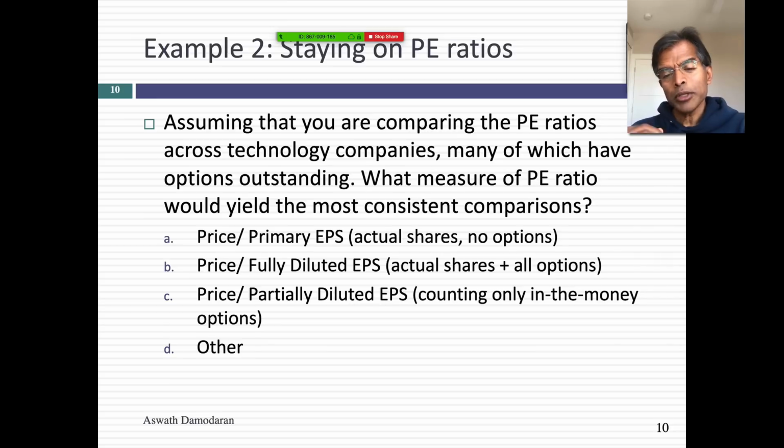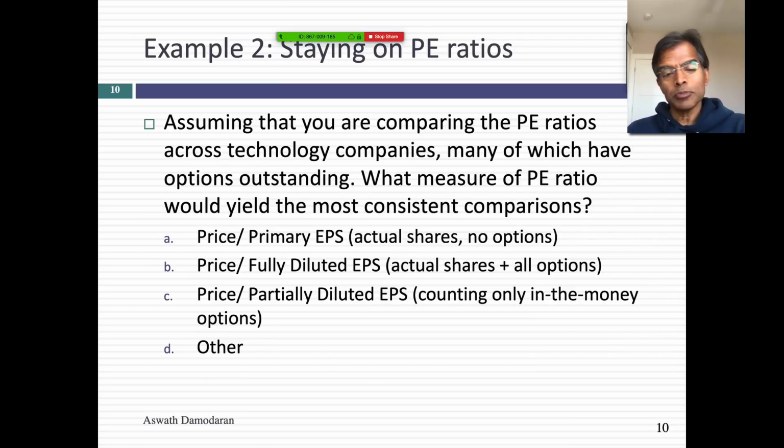And you're trying to come up with a PE ratio that has as little bias as you can, since you can never come up with a completely unbiased PE ratio. So you ready? I'm comparing 30 technology companies with different numbers of options outstanding, some in the money, some out of the money, some at the money. Here are your choices to come up with a PE ratio.